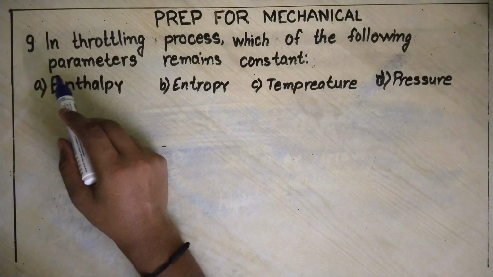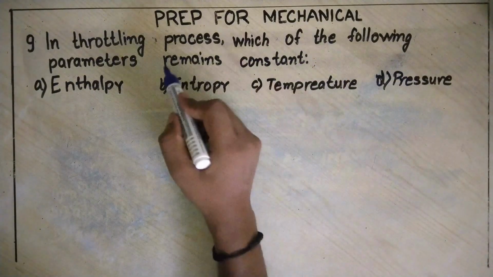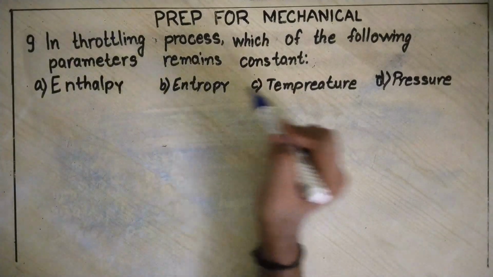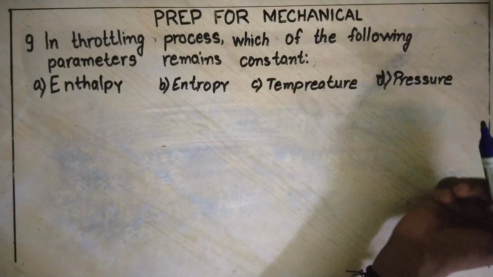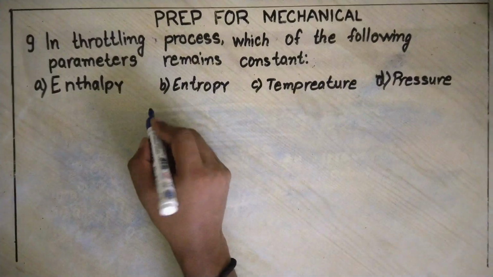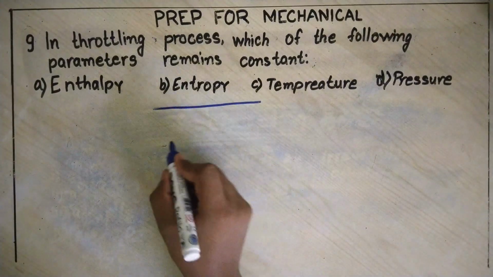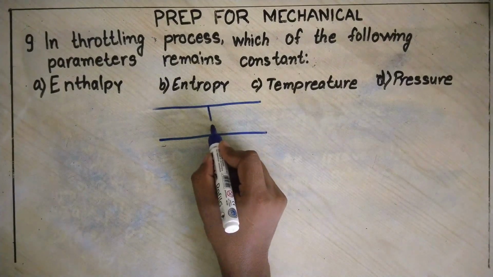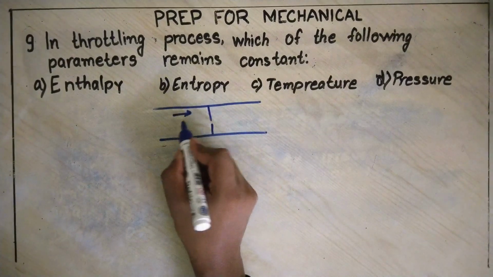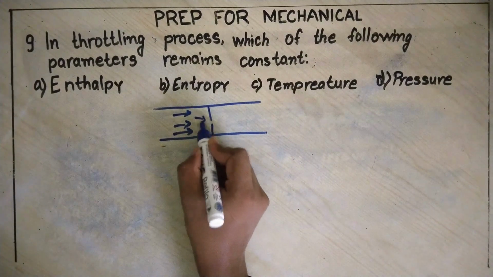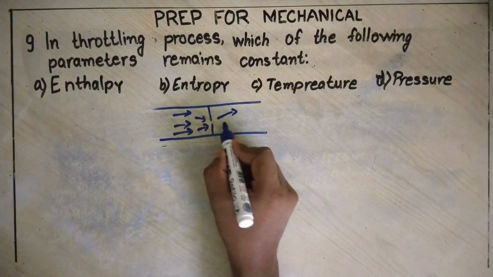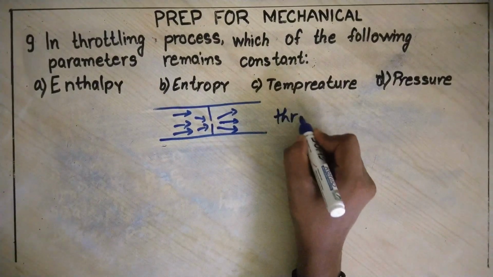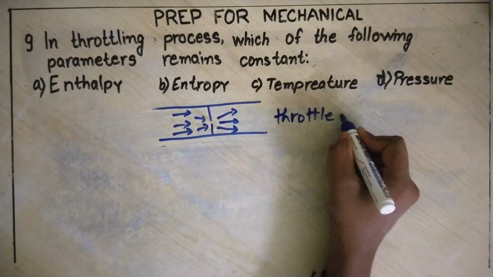Our next question is: in throttling process, which of the following parameters remains constant? And the options are enthalpy, entropy, temperature, pressure. Let us first know what is throttling process. In throttling process, fluid is passed through a restricted passage, and this process is done by a valve which is partially opened, and this type of valve is known as throttle valve.